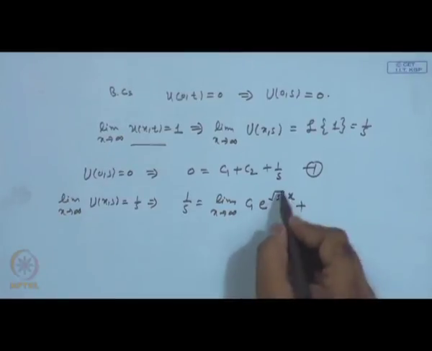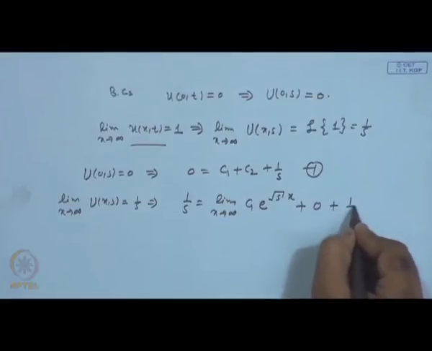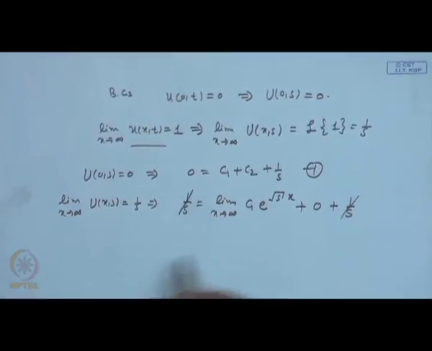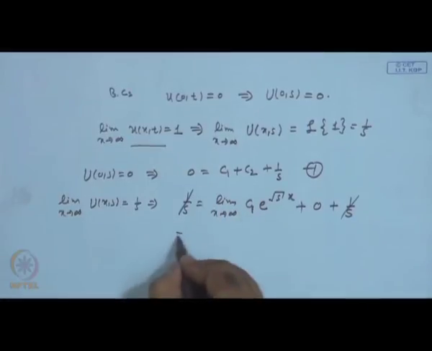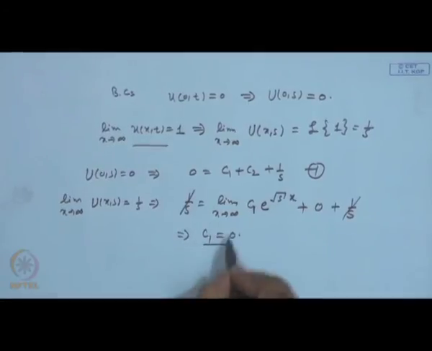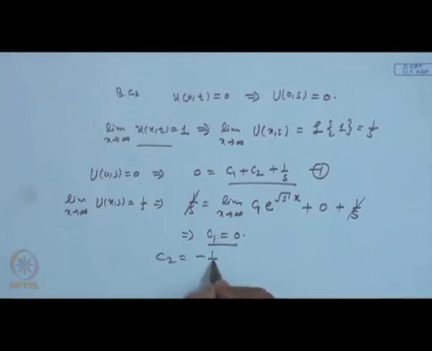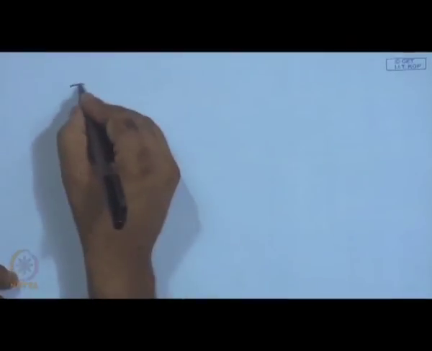As x approaches infinity, s is positive, so the second term goes to 0, and we have 1 over s. This is possible only when C1 is 0. So C1 is 0, and then we can get C2: C2 is minus 1 over s.